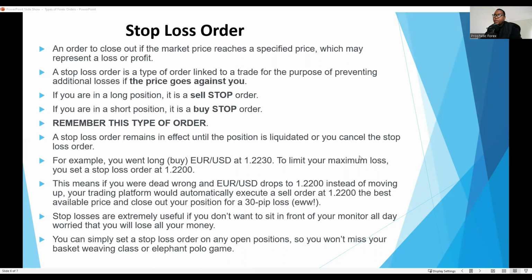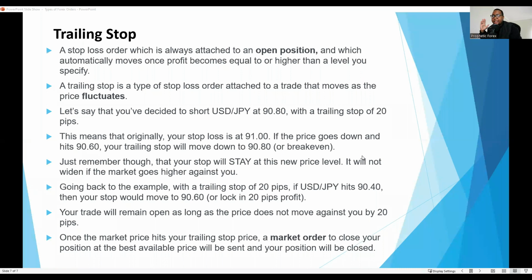Okay, so now we want to talk about another very important thing that I advise you guys to use each and every time. We call this a trailing stop. So a trailing stop is a stop loss order which is attached to a position which automatically moves once profit becomes equal to or higher than the level specified. So it's still a stop loss, but this is a type of stop loss order attached to the trade that moves as price fluctuates.